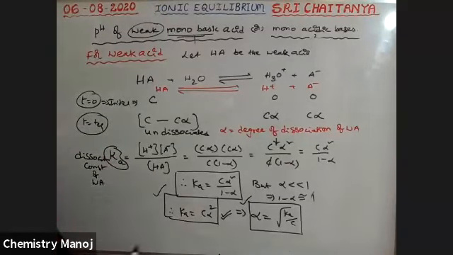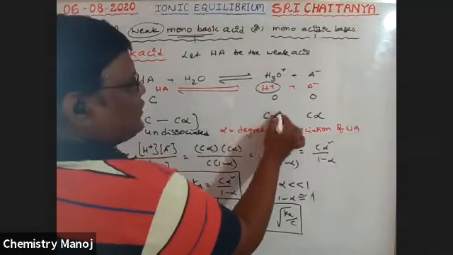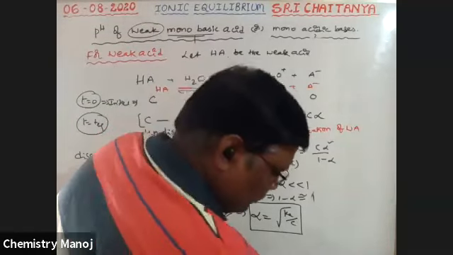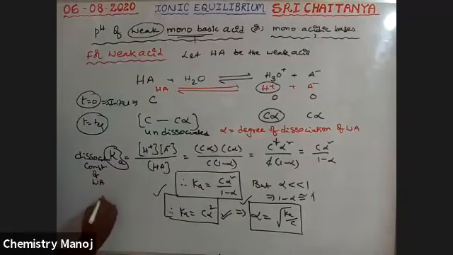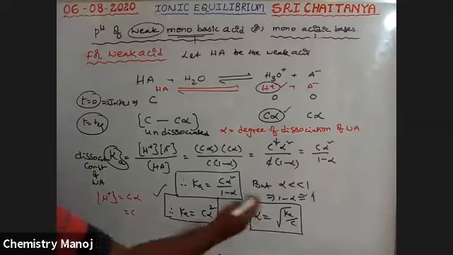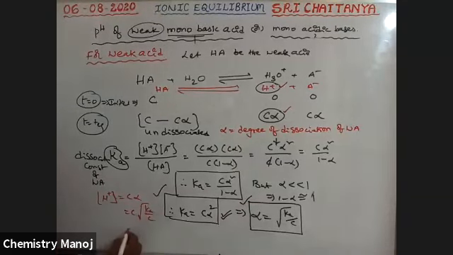Now, how much is the H plus concentration? See boys, here the H plus concentration is C alpha. That is equal to C into alpha, and alpha is under root Ka by C. That is equal to root Ka into C. So H plus concentration is equal to under root Ka into C. That is why finally we concluded this.